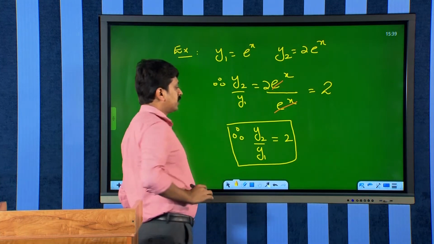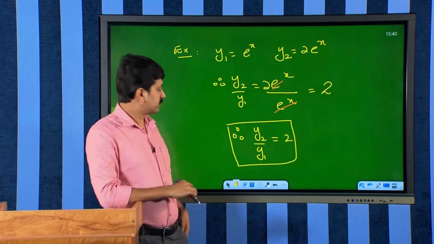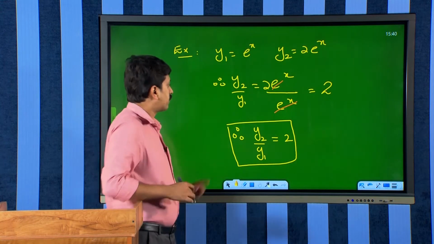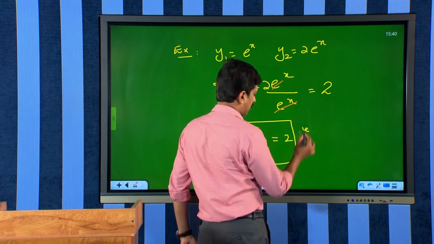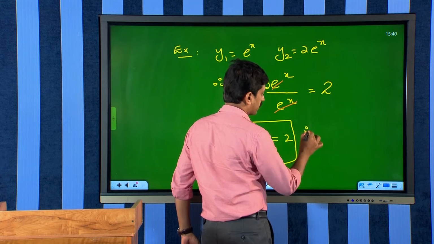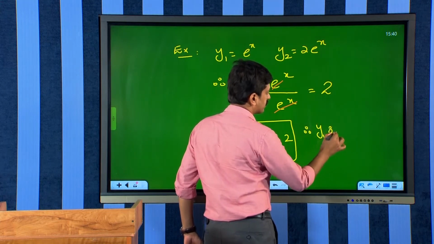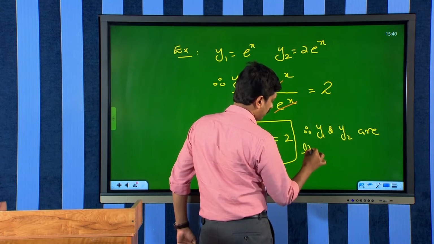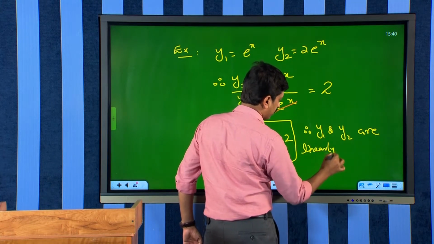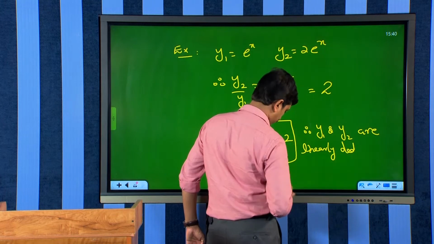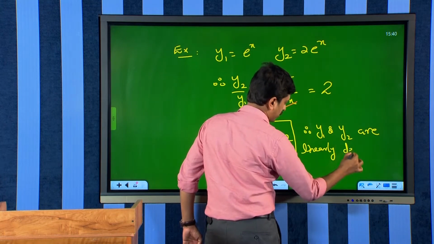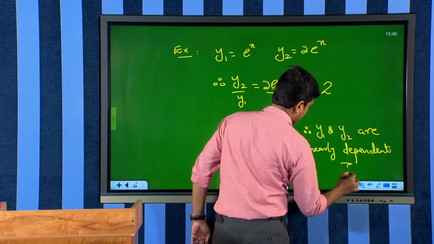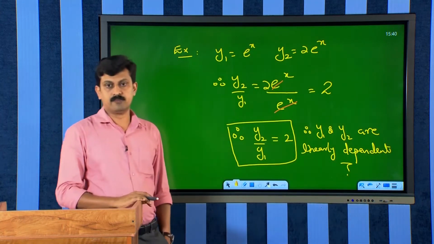Okay, fine. y2 divided by y1 is equal to 2. So, the ratio is equal to a constant. Therefore, we can say that y1 and y2 are linearly dependent.